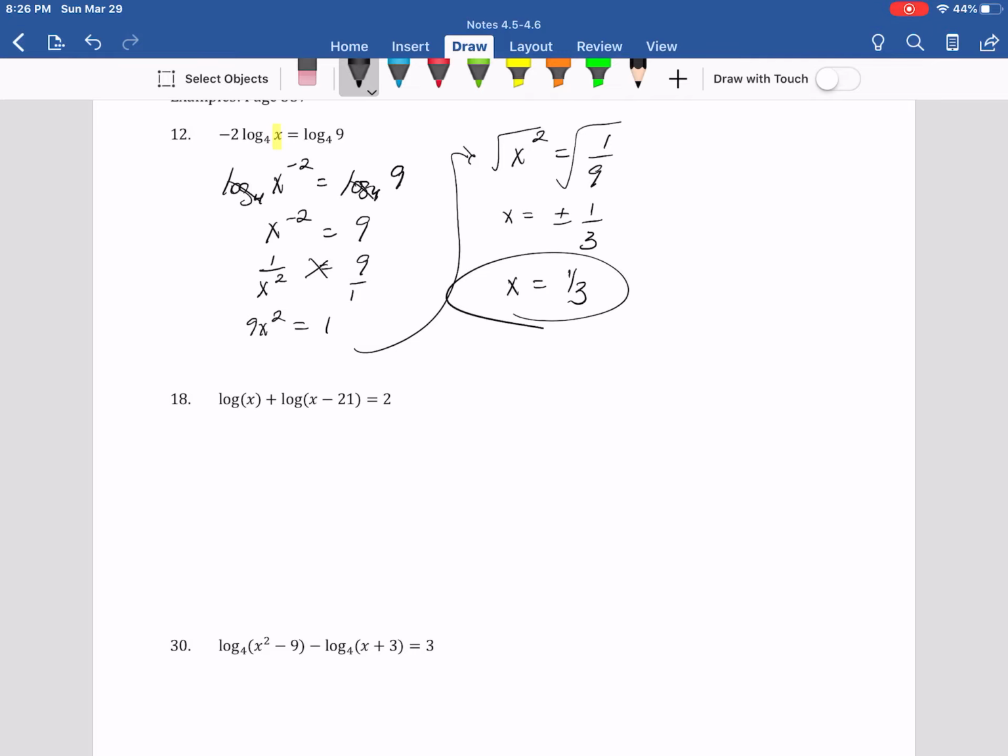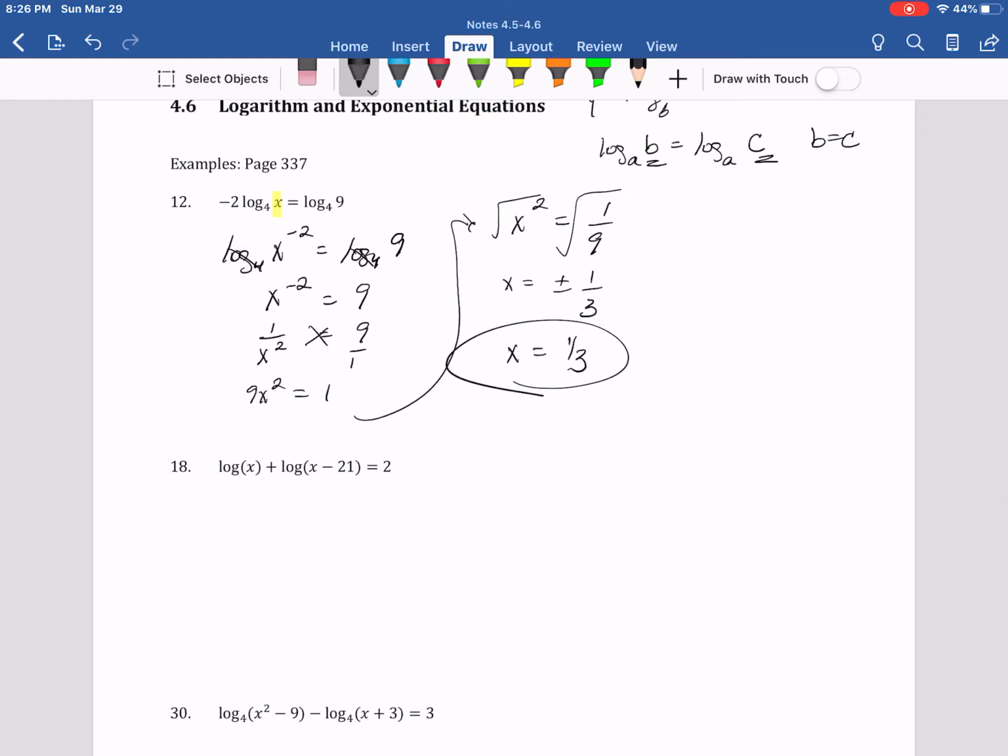So when you're solving log equations, you always have to go back and check to see if your answers fit within the domain of your log functions.